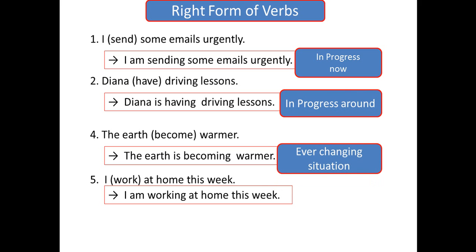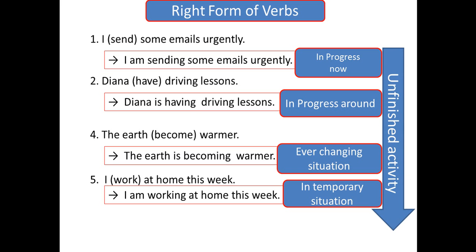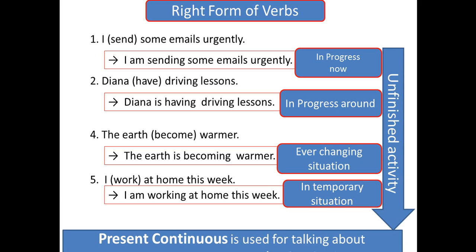Next, the earth is becoming warmer. This is an ever-changing situation. Finally, this is a temporary situation. I'm working at home this week. That means I usually don't work at home, but this week I'm doing something at home. This is a temporary situation. The sentences are expressing different situations, but they are common in one point, and this is unfinished activity. Okay, so for your kind information, present continuous is used for talking about something temporary or unfinished activity.